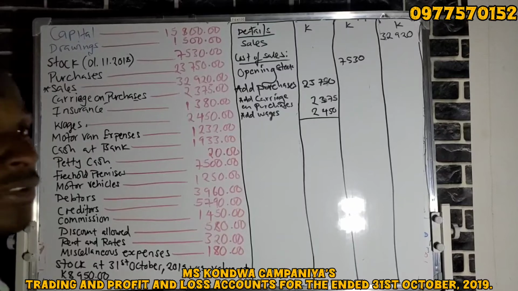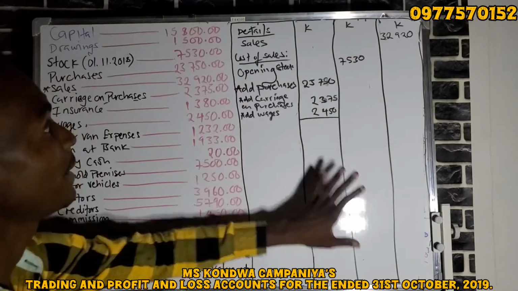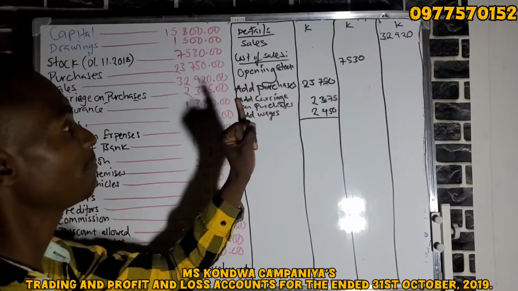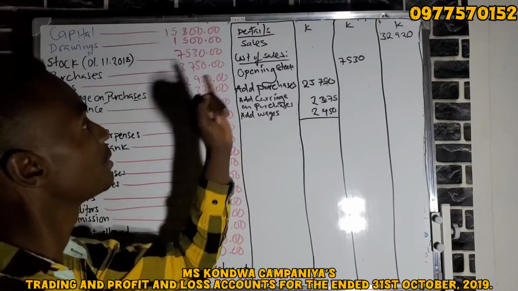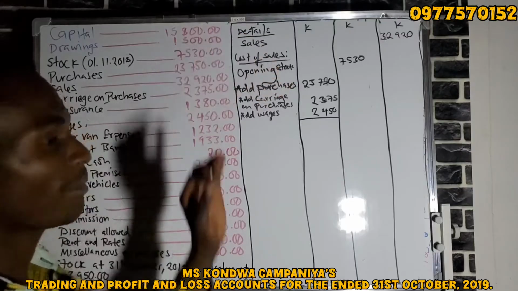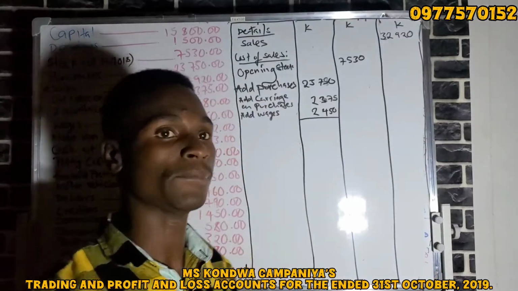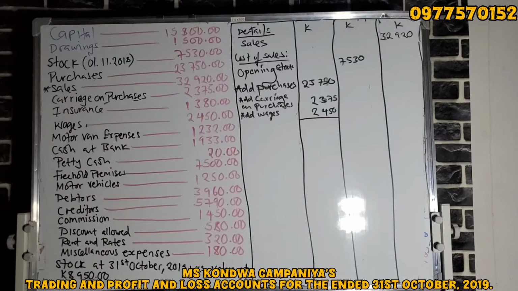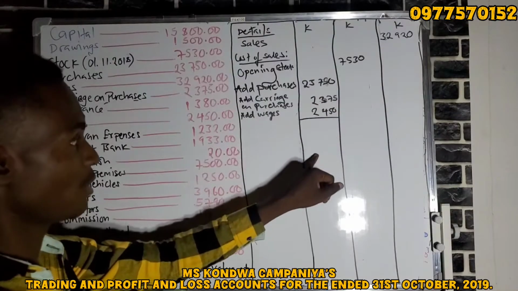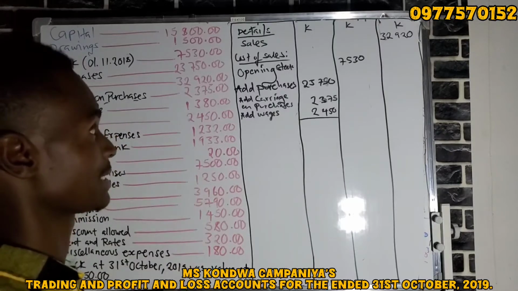Now, listen very carefully, my good friends. As I'm preparing here, this should have a title, the name of the company or the name of a person. Since I don't have enough space here, I'm going to tag the title there. Now, when we add these, we're going to have an amount, total purchases.